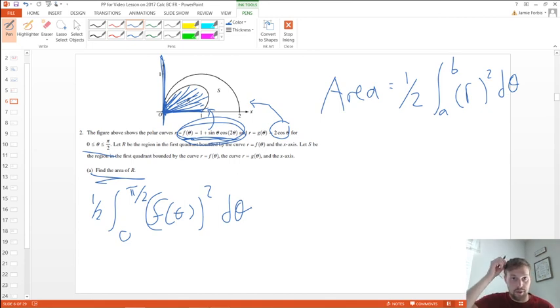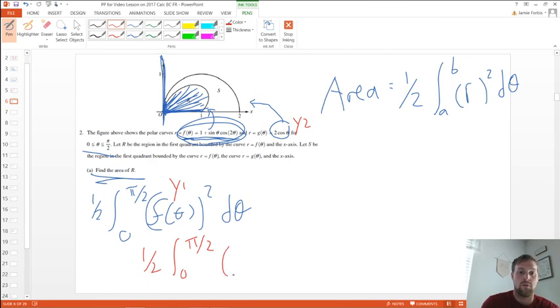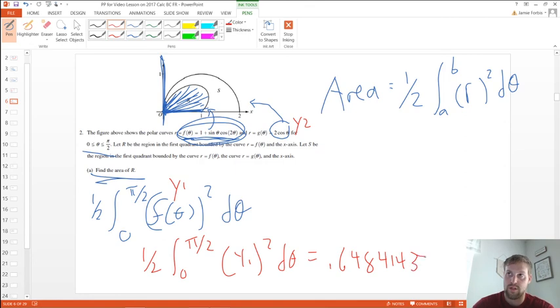And that's all that I did. Now, in my calculator, I kept this in rectangular. I put f of theta as y1, and I put g of theta as y2, and I kept those in there the entire problem. So in my calculator, literally all I did was 1/2 the integral from 0 to pi over 2 of y1 squared d theta. And what I got was 0.648414379. Not too bad.